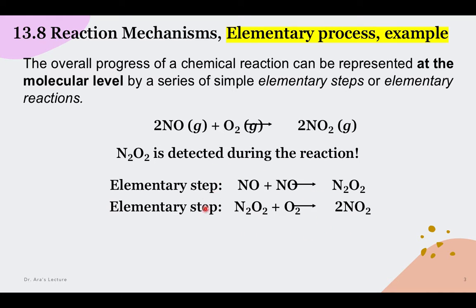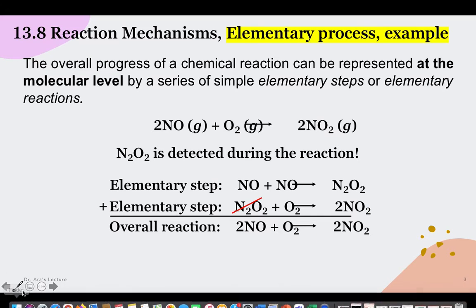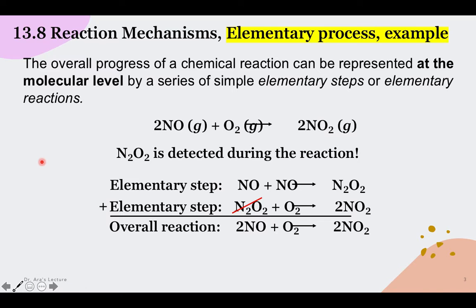If we see these 2 steps, in the first step 2 moles of nitric oxide produce N2O2. This N2O2 reacts with oxygen and produces nitrogen peroxide.